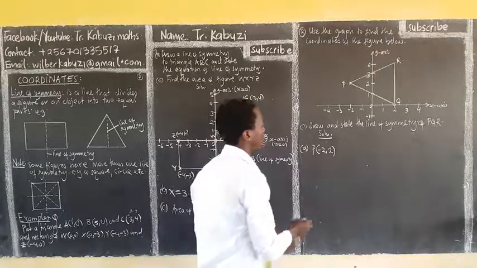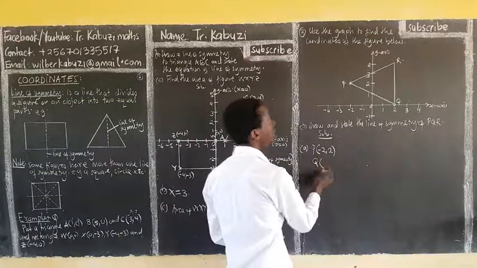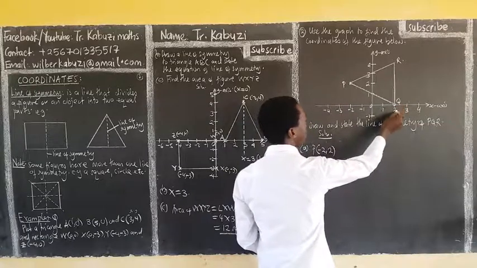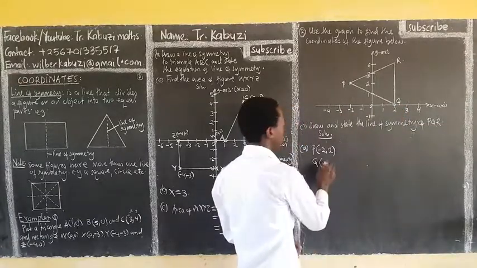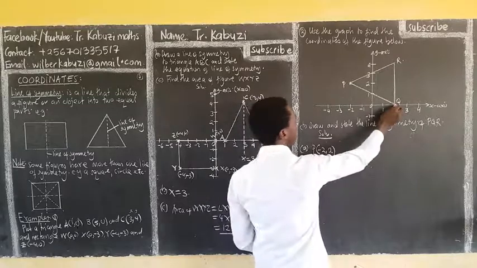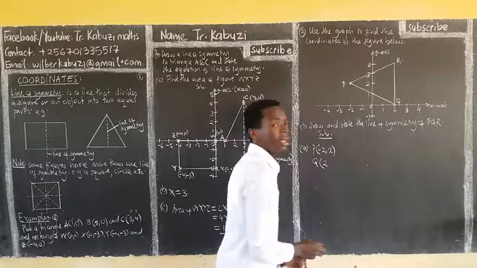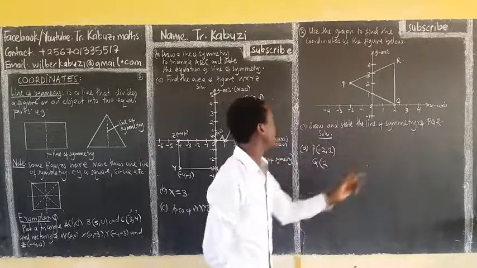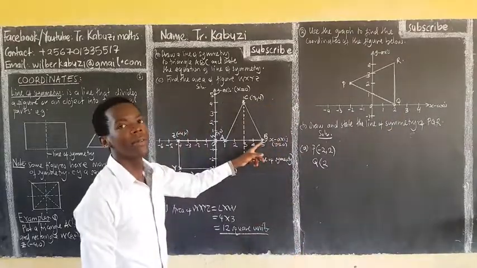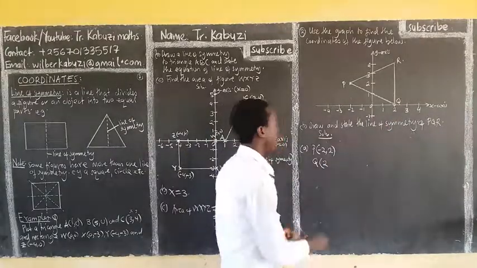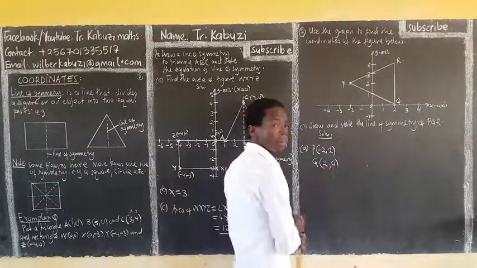Then when I come to Q, where is Q? Q is here. What is the X? First of all, X is 2. What about Y? I'm not moving anything in Y. We are not moving anything in Y, we are on this X-axis. So our Y there is 0.